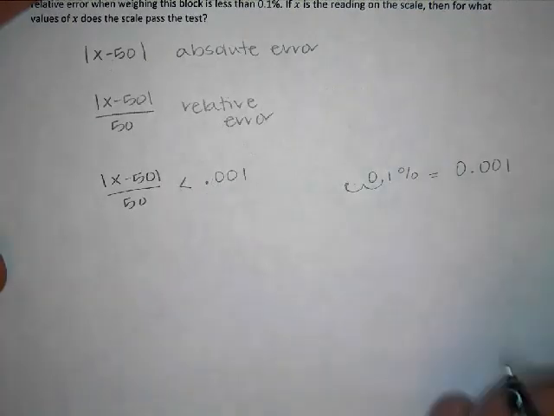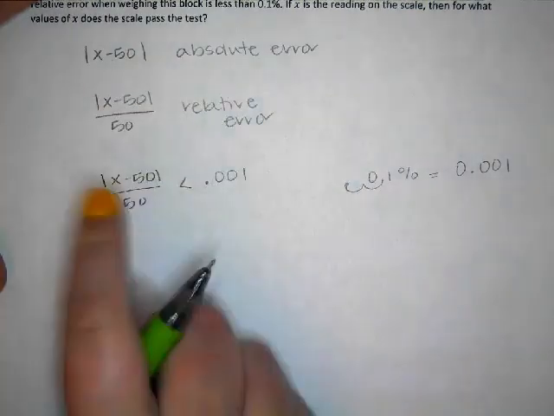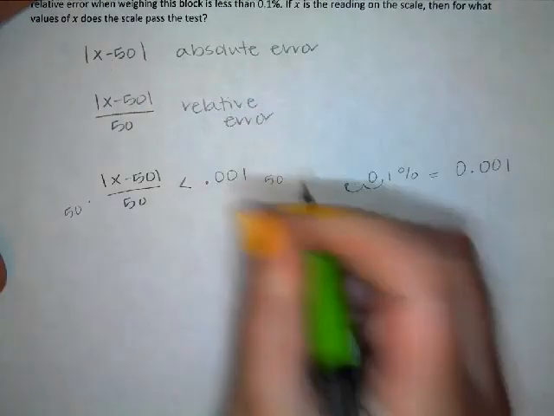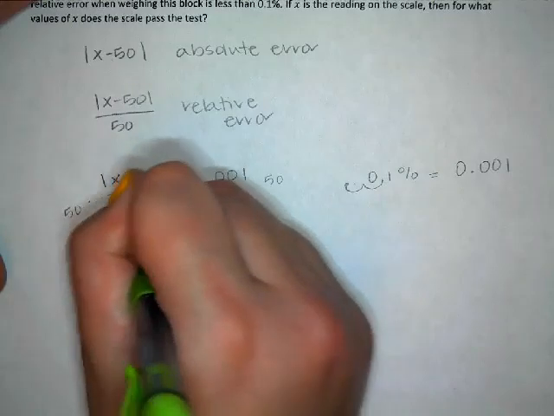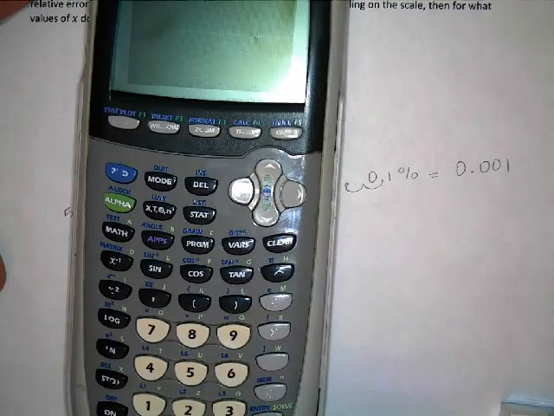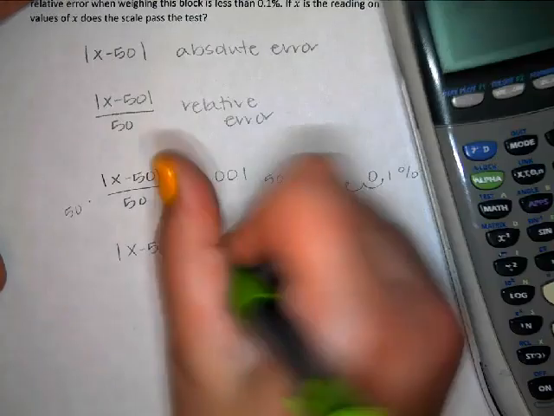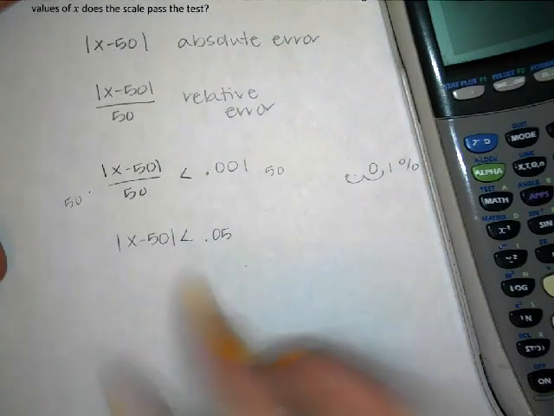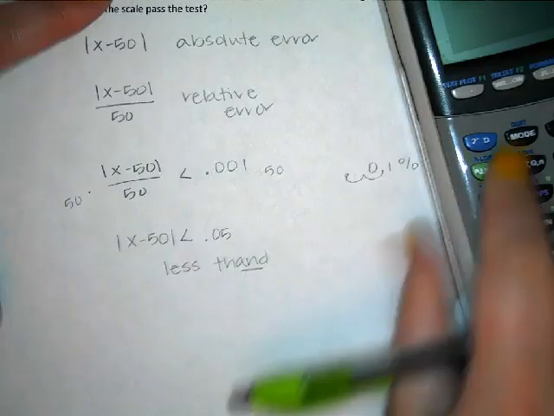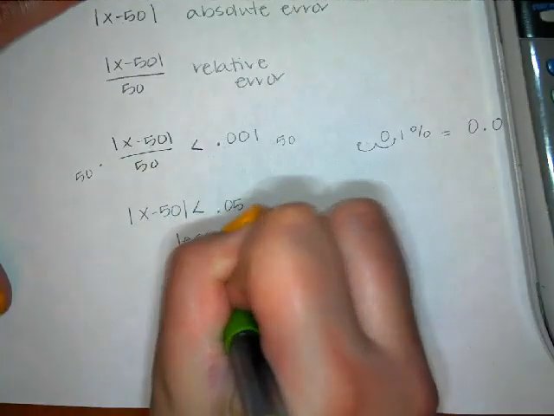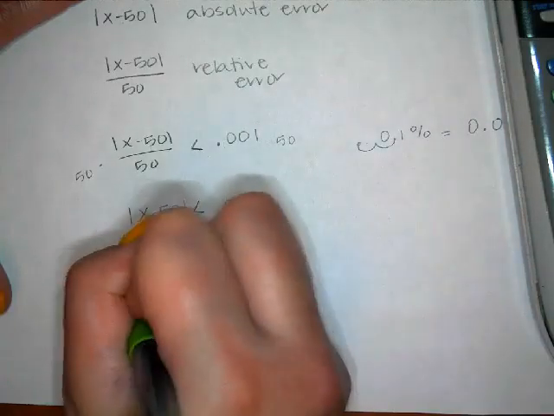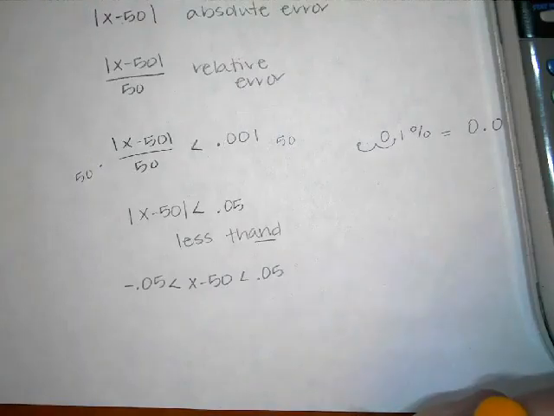So I'm going to go ahead and start getting the absolute value sign alone. So I'm going to multiply by 50 on each side. That gives 0.05. And this is a less than sign, so it's going to make a sandwich. So we're going to say x minus 50 is between positive 0.05 and negative 0.05. And then to get x alone, we're just going to add 50.